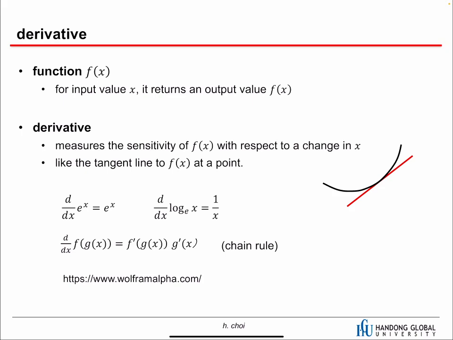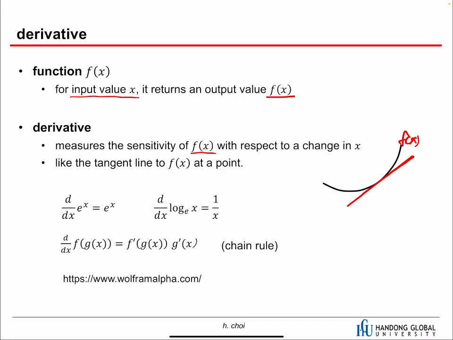Okay, so first thing is the derivative, and before the derivative we have to talk about the function f. Given input value x, the function f returns an output value f of x. This is a function. I think you are already familiar with this. And the derivative measures the sensitivity of f of x with respect to a change in x. When x is just a scalar, then if the function looks like this, the derivative gives us the slope of this tangent line.